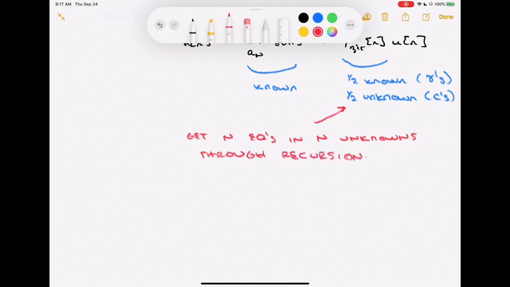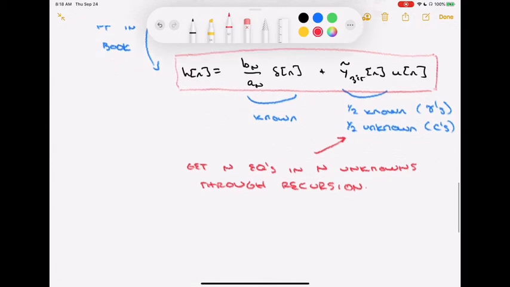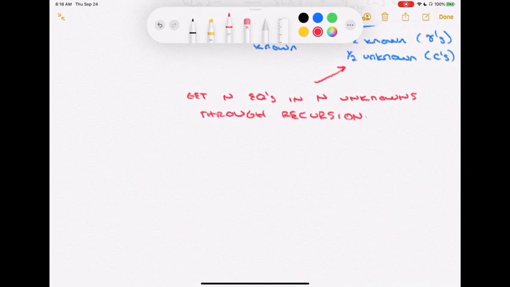In other words, I can recurse values of h of 0, h of 1, h of 2, all the way up to h of n minus 1, right? That gives me a total of cap N equations. And if I recurse the values and then compare them to this closed form solution, I will have N equations in the N unknowns, the C's. Okay, so I think the best way to show this is to do it by example. So let's go ahead and do an example to demonstrate how this would work.